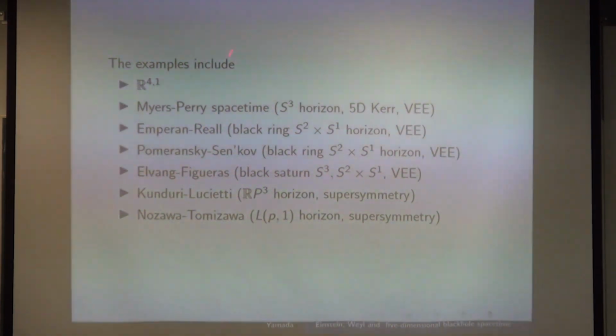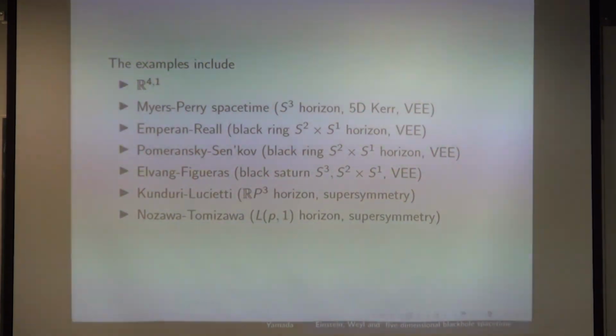And then there are known examples. Let me start with a trivial one, the Minkowski space. And then the Myers-Perry spacetime. This is the straightforward generalization of the Kerr solution in 3 plus 1. Kerr solution is a Schwarzschild with a twist. As you evolve in time, the Schwarzschild is rotating. And that's Kerr, and in 5D you have an S3 horizon, and then it's twisting.